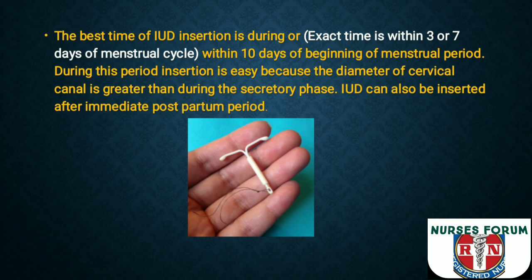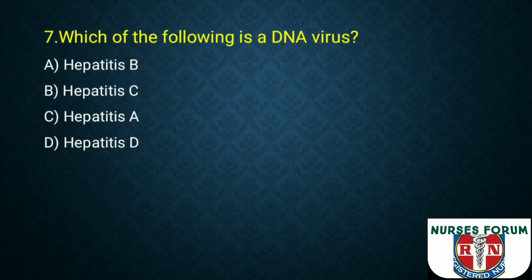Because during this period the insertion is easy, as the diameter of cervical canal is greater than during the secretory phase. That is the reason we insert the IUD within 10 days of beginning of menstrual cycle, and at that time the cervical dilatation will be good enough for inserting this copper T. Intrauterine device can also be inserted in the immediate postpartum period. This is another time for insertion of IUD, that is postpartum period. Next question. Which of the following is a DNA virus?